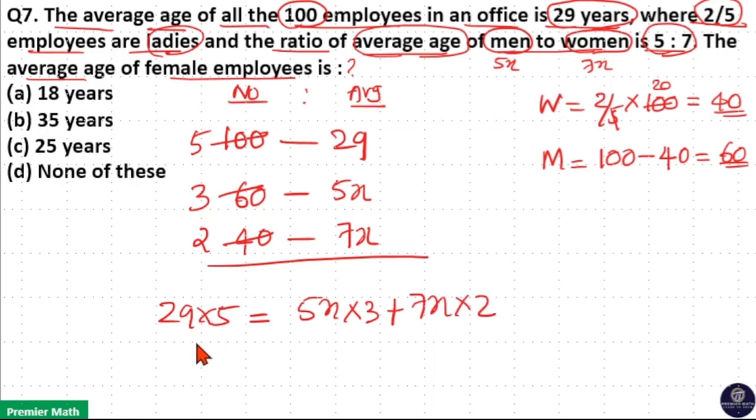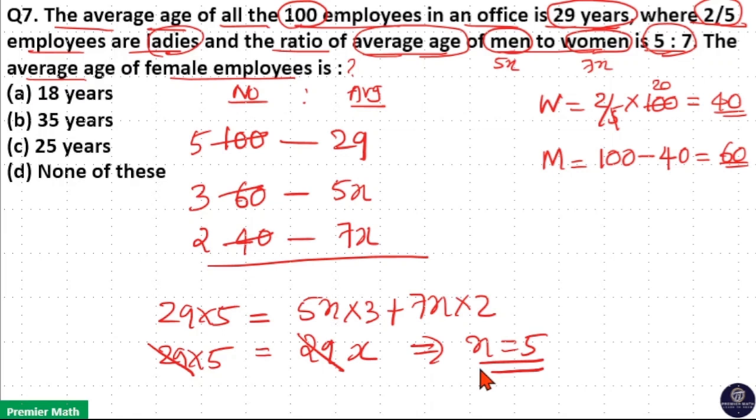Because total age is total age of men plus total age of women. Now 29 into 5 is equal to 5x into 3, 15x, plus 7x into 2, 14x. So 15x plus 14x is 29x. Now 29, 29 cancel. That means x is equal to 5 here.